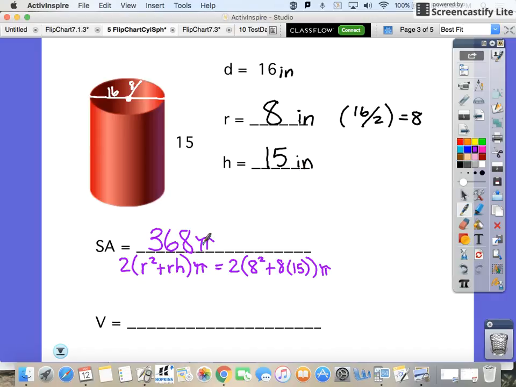So this number is actually about 1,156.11 inches squared. Just so you can really understand how much it takes to cover this cylinder. That would be like how much aluminum it would take to make a pop can or a soup can. It would take 1,156.11 square inches.